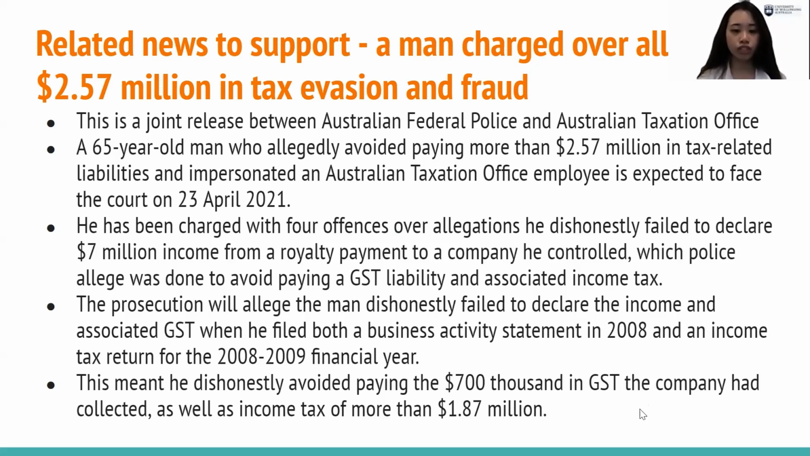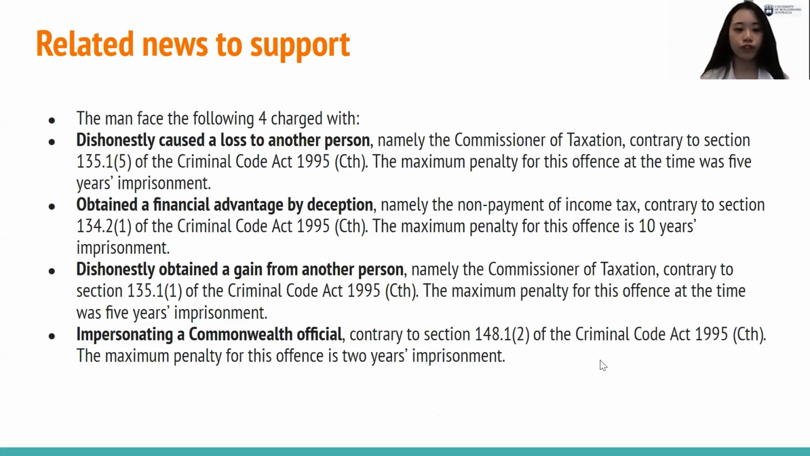The prosecution alleges the man dishonestly failed to declare income and associated GST when he failed to lodge both a business activity statement in 2008 and an income tax return for the 2008-09 financial year. This means his dishonesty avoided paying the $700,000 in GST the company had collected, as well as income tax of more than $1.87 million.